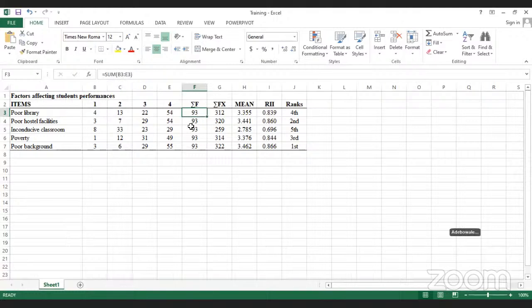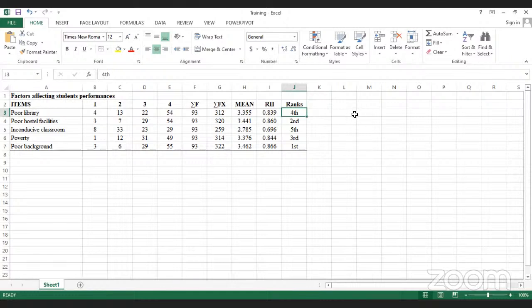This one will give you your summation, and you're going to have the same thing here. Then here, summation here, you just multiply this by what you have as weight here. The mean, ordinary, we all know that summation of fx divided by summation of f gives us the mean. Then the RII will give you this, that's the mean divided by the highest weight you have assigned, that is 4, giving us this. So the ranking, you can also write a program for that. So that is how to do this using relative importance.